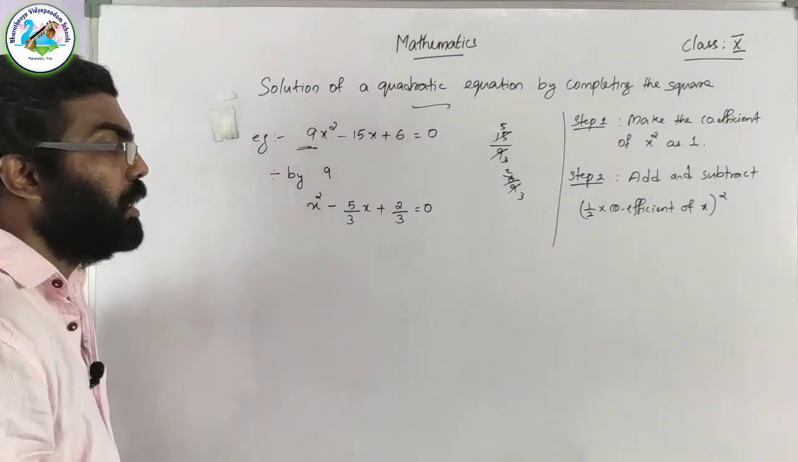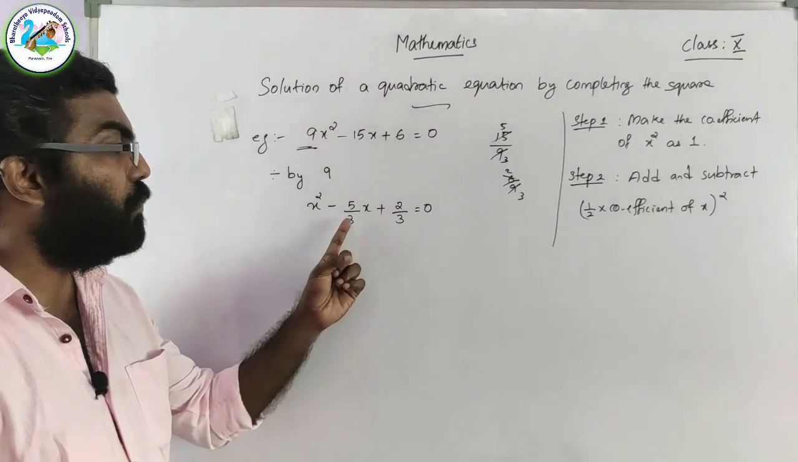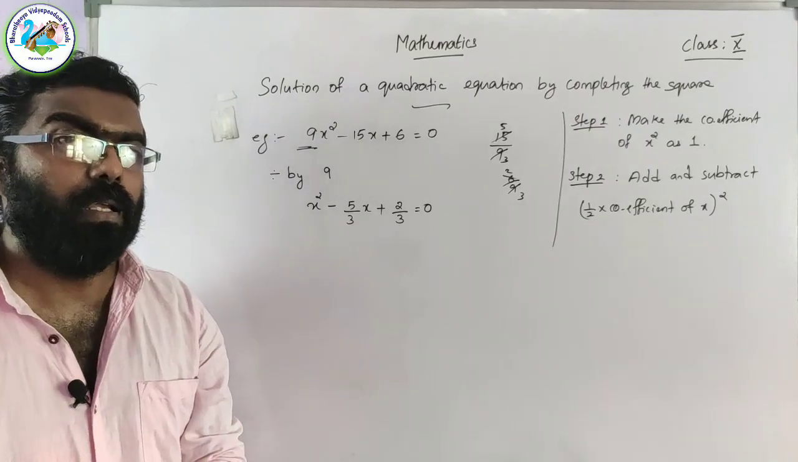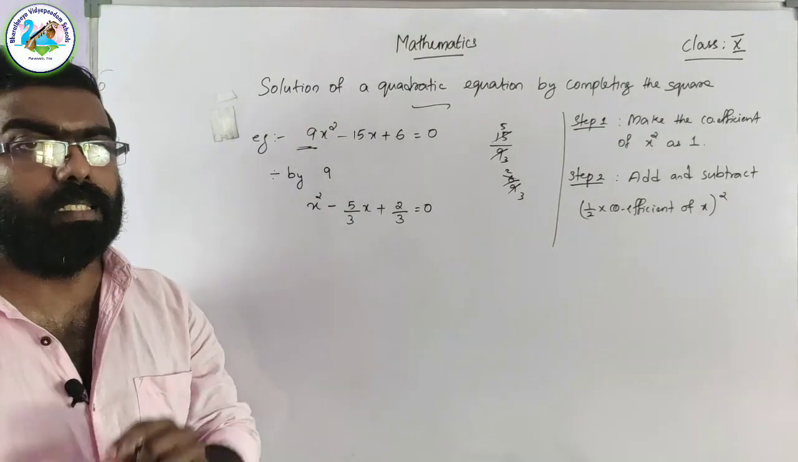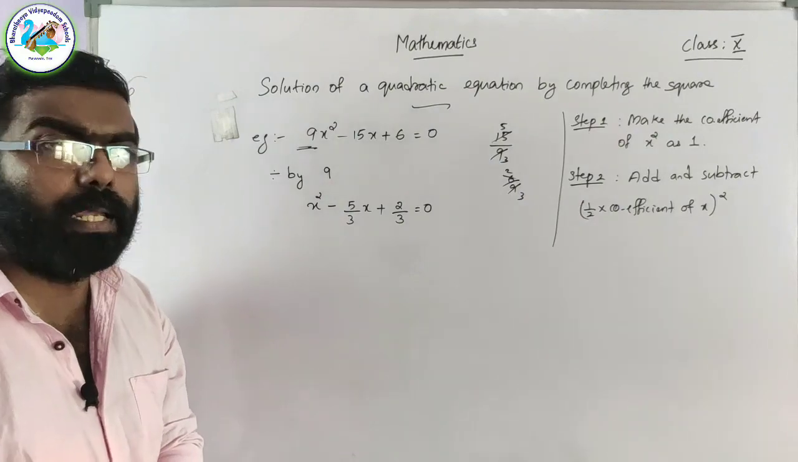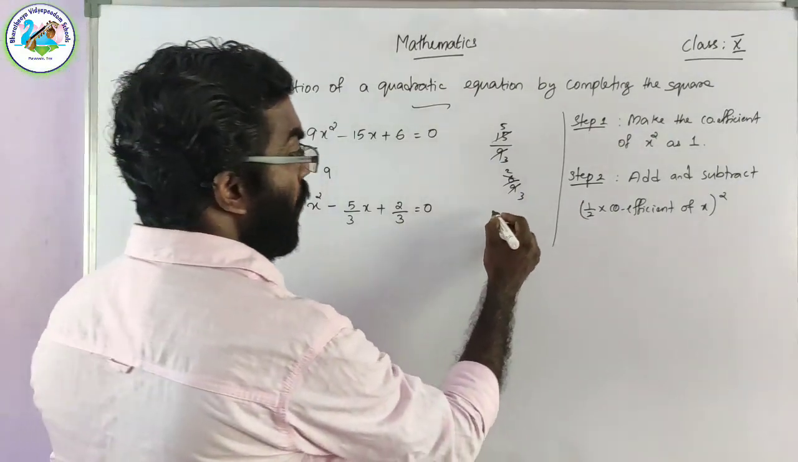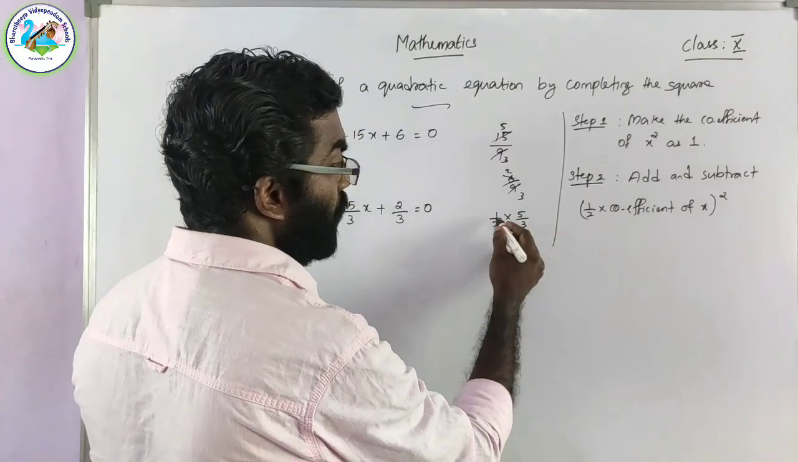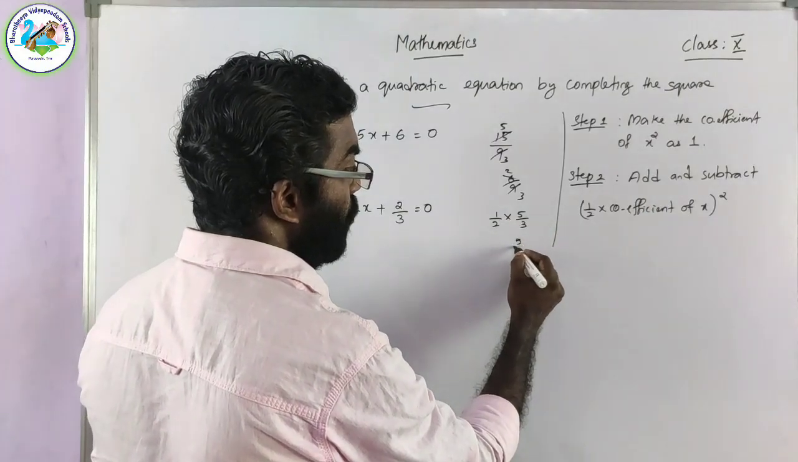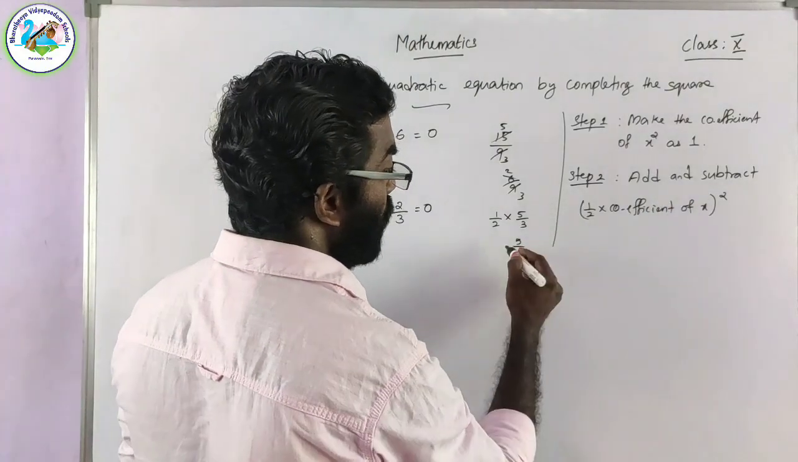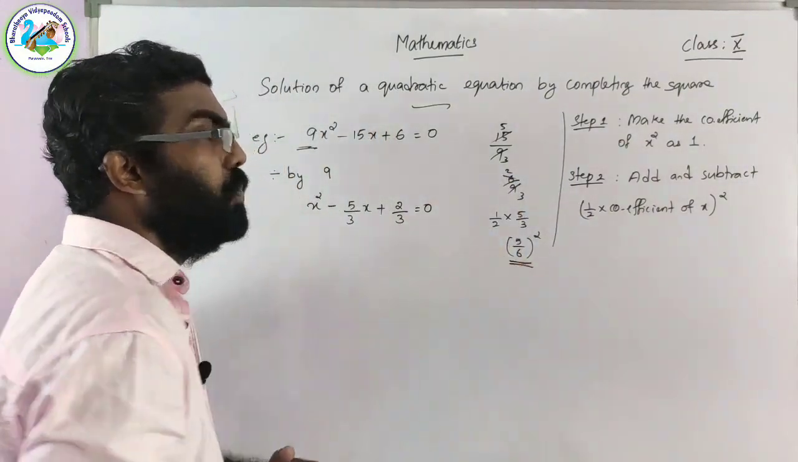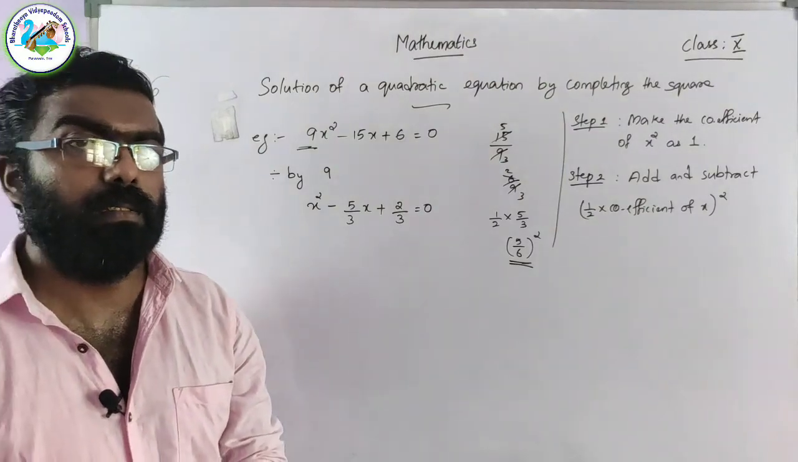So here what is the coefficient of x? 5 by 3. We have to take the number only. Okay, no need to take the sign, just take the number only. 5 by 3. So half of 5 by 3, 1 by 2 into 5 by 3. What is 1 by 2 into 5 by 3? 5 by 6 whole square. So 5 by 6 the whole square. This term we have to add and subtract.